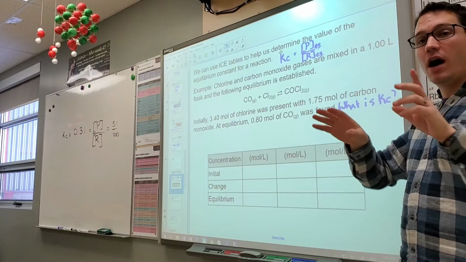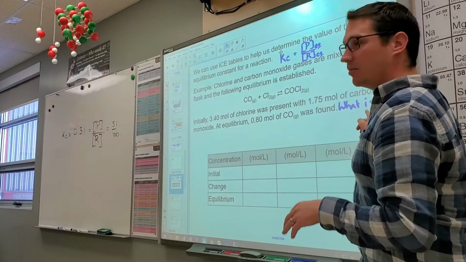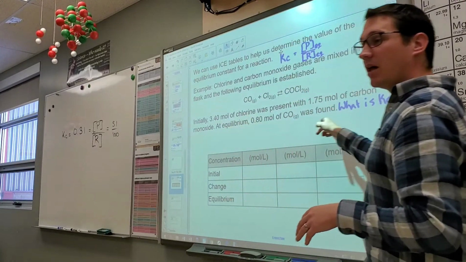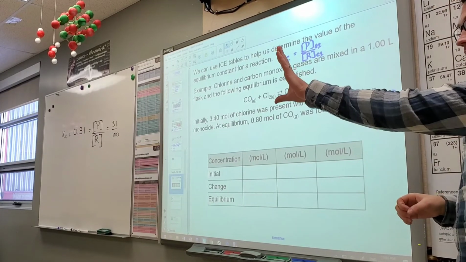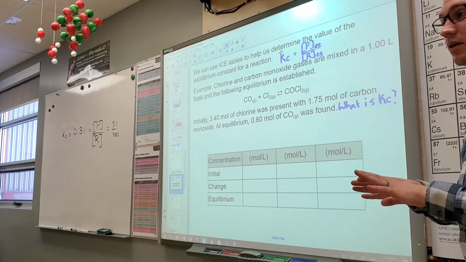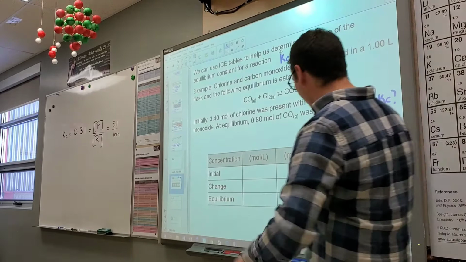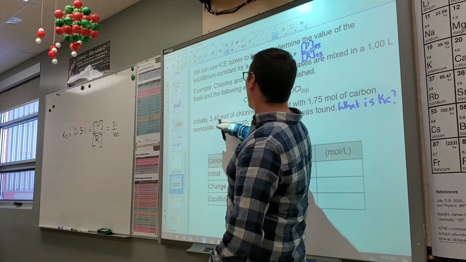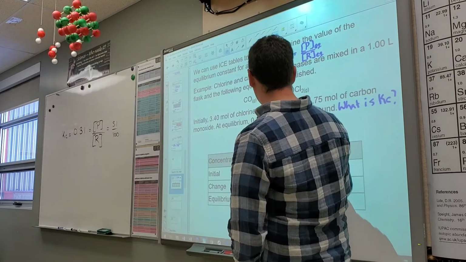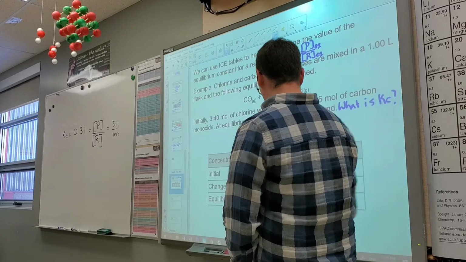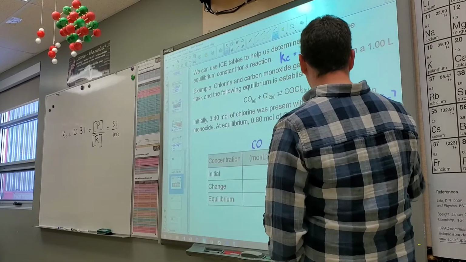So what I'm going to do, I just want to be very clear about this. Initially, blah, blah, equilibrium, blah, blah. What do you immediately know we have to use? Initially, something, equilibrium. We have to use an ice table, okay? So let's do this. 3.4 moles of chlorine. All right, so let's write our reaction above here. Carbon monoxide plus Cl2 gives us COCl2.